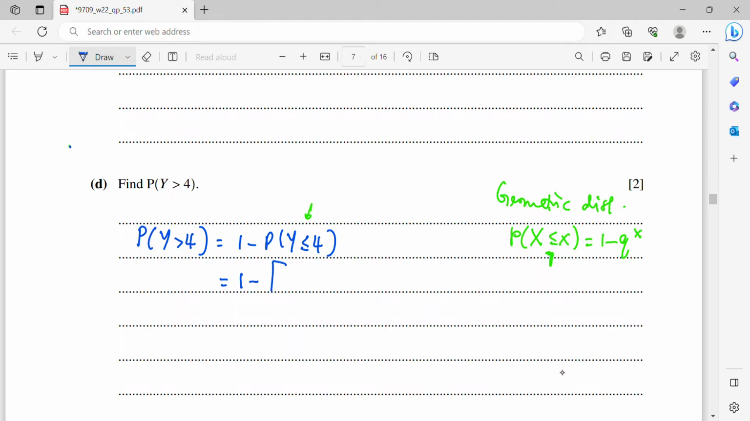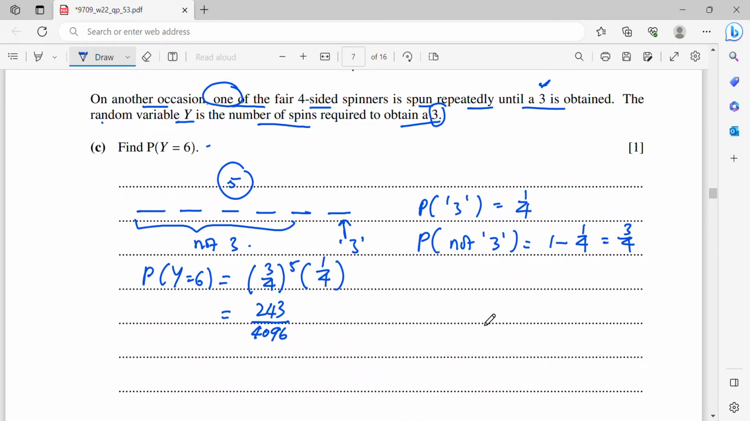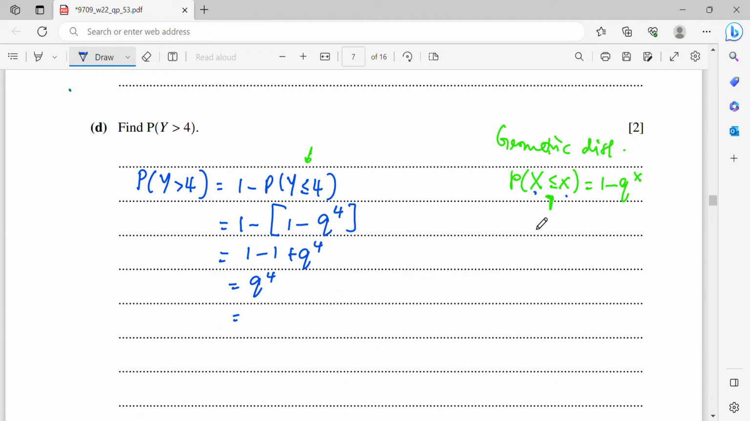So P(Y≤4), when you compare, your x is 4, right? My x has been changed to Y, then it will be 1 minus q to the power 4. So when you open the bracket, it's 1 minus 1 plus q to the power 4, which is my q to the power 4. So what is my q? The q is not getting 3. Not getting 3 is 3 over 4. Therefore, the answer is 81 over 256. This is the working if you memorize the formula, if you can recall the formula.